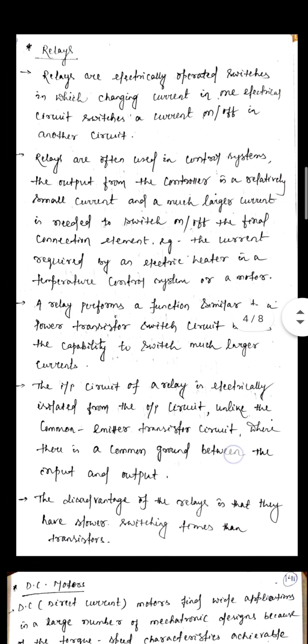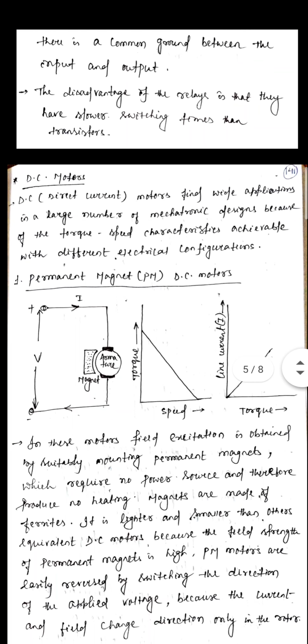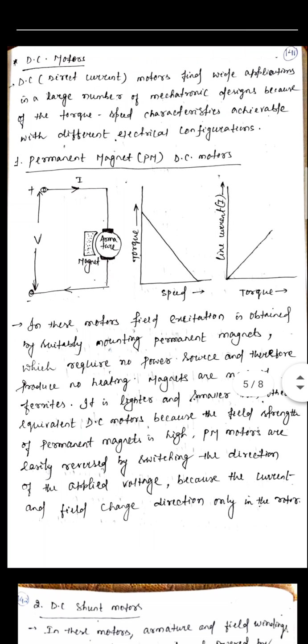Okay, so let's move to the DC motors. DC motor means direct current motors. The most preferable motors used in mechatronics are DC motors, as compared to AC motors. DC motors are of four types: permanent magnet DC motors, shunt DC motors, series DC motors, and compounded DC motors. So let's check one by one.